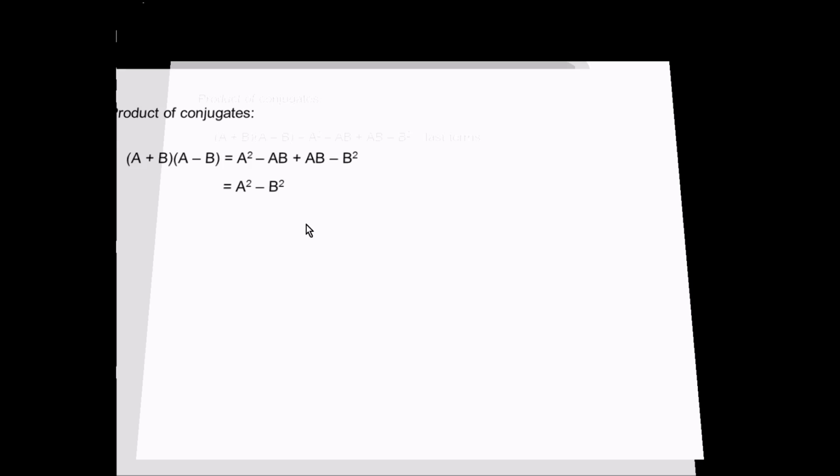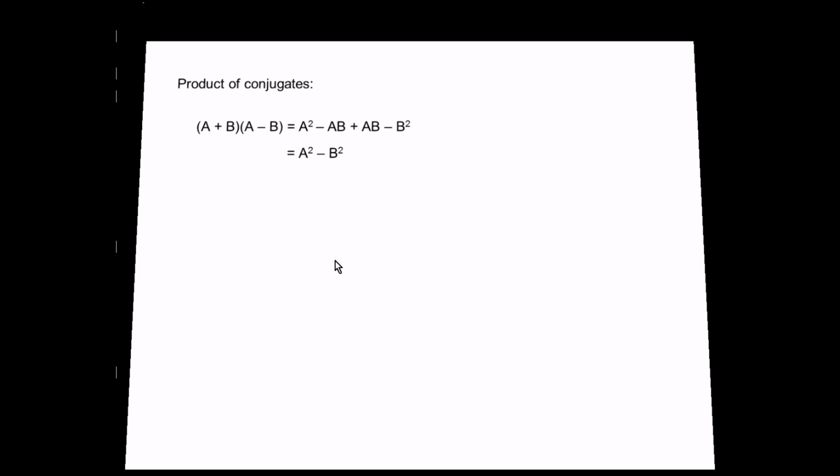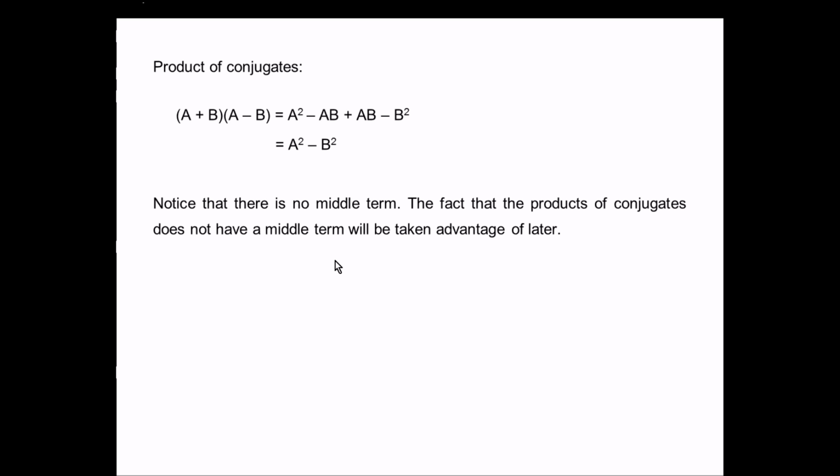When we do your last, plus times minus is minus, and b times b is b squared, so minus b squared. If I look at my outer and inner, minus 1ab plus 1ab, it's 0. We don't write the 0, so I just end up with a squared minus b squared. So notice that there is no middle term. Okay, don't write plus 0ab. There is no middle term.